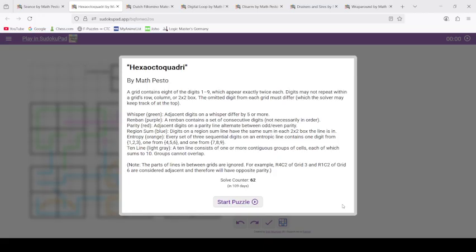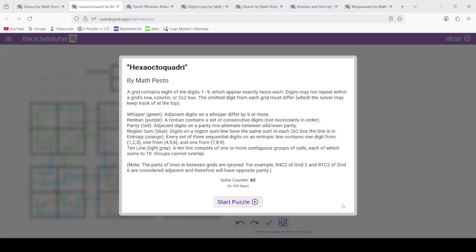But let's get started. Hexa octaquadri. A grid contains 8 of the digits 1 through 9, which appear exactly twice each. Digits may not repeat within a grid's row, column, or 2x2 box. The omitted digit from each grid must differ, which the solver may keep track of at the top. I'll figure out what that means when I see the grid.